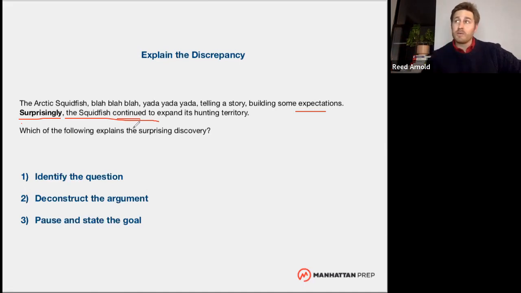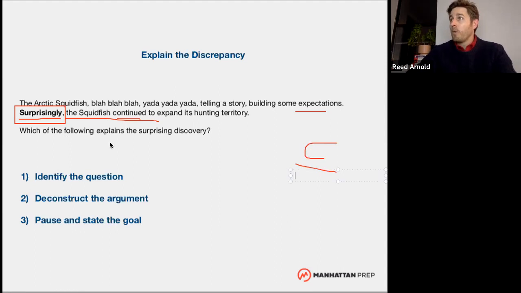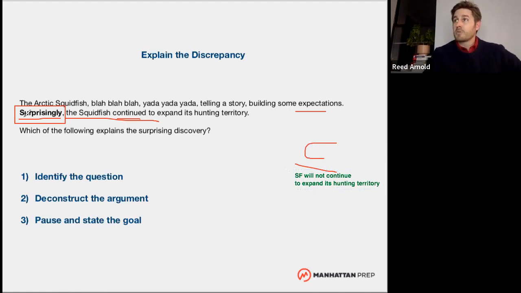They tell us the story of what happened, but what you want to find is the surprise. The thing that was not expected, because whatever was not expected is the opposite of what was once the conclusion. So my author at one point concluded that the squidfish will not continue to expand its hunting territory, same idea as before. The reason I know my author thought that is because my author was surprised that that didn't happen. And that's what explain the discrepancy questions are going to involve, something someone didn't expect.